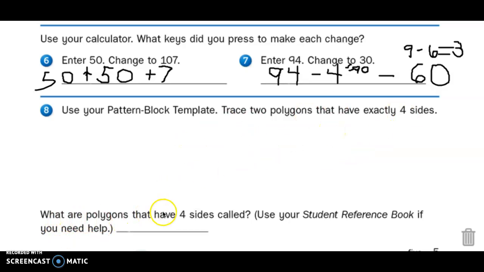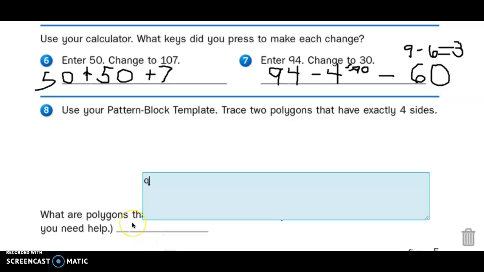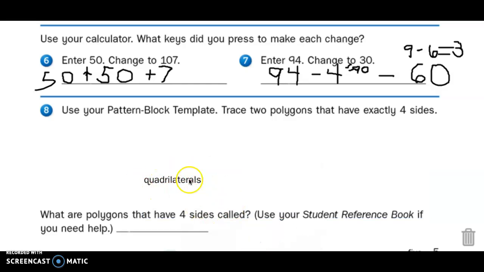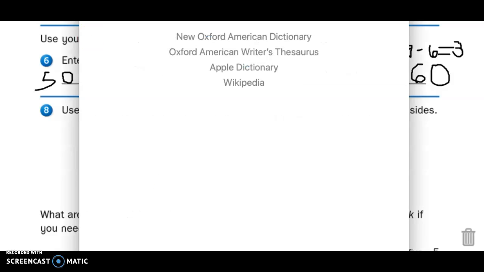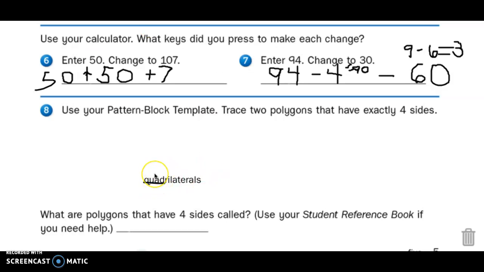Then it says, what are polygons that have 4 sides called? Use your student reference book, your SRB, if you need help. I'm going to go ahead and tell you that they are called quadrilaterals. Okay, and that is how we spell quadrilaterals. So you can copy that right down into this one. The reason why they're called quadrilaterals is the word quad. The word quad means 4. So our shapes have 4 sides.